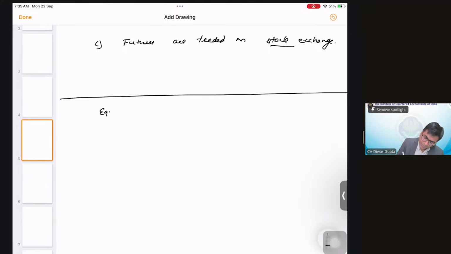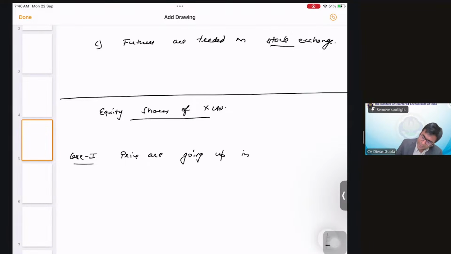Now let's discuss some further things. Going forward in our discussion, I will be using the underlying as equity shares of X Limited, because that is where the major focus is. So we will always assume that there is an underlying of equity shares of X Limited. Now, case 1. The prices are going up in the time to come.